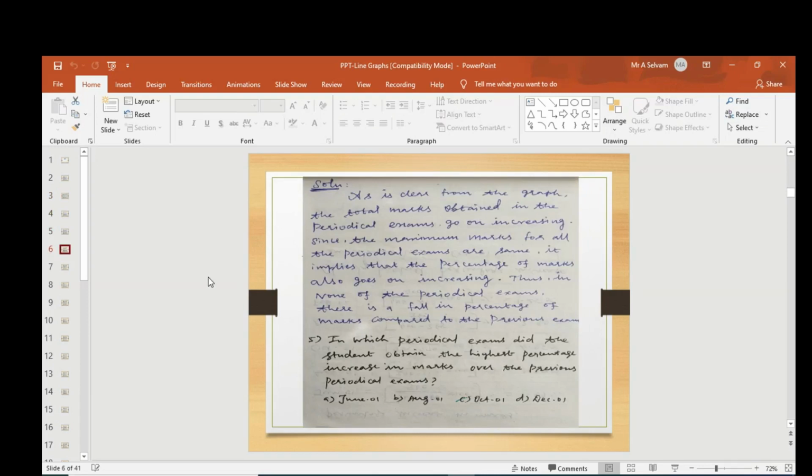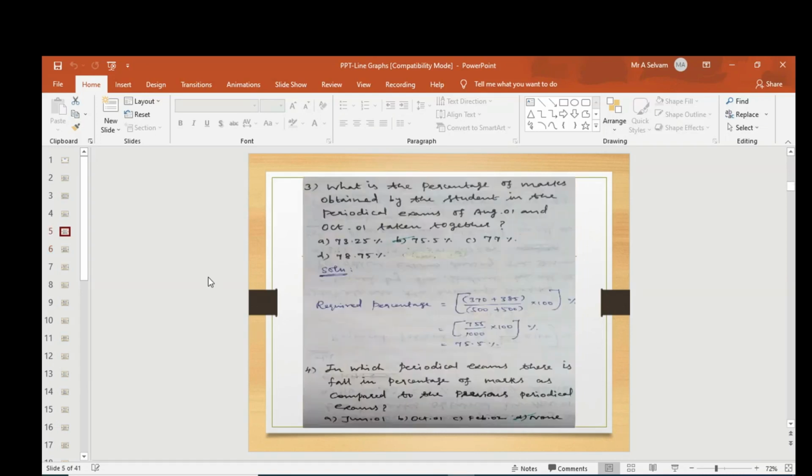Since the maximum marks for all the periodical exams are the same, it implies that the percentage of marks also goes on increasing. Because marks are increasing, percentage is also increasing. Thus in none of the periodical exams is there a fall in percentage of marks compared to the previous exams. So the option is none. There is no specific option.